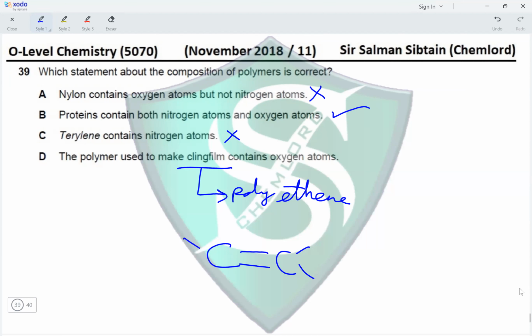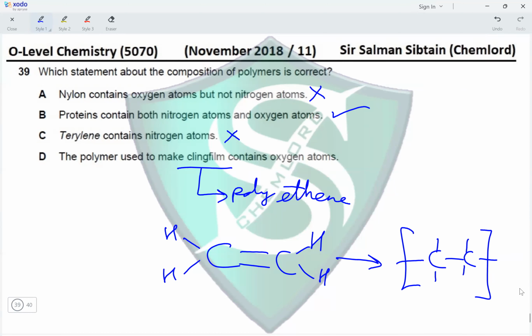Ethene has two carbon atoms forming a double bond with four hydrogen atoms bonded to them, and the polymer is an addition polymer in which the double bond opens up and the repeat unit contains two carbon and four hydrogen atoms present in single bonds. So there is no oxygen atom present in cling film at all. Therefore, the correct option for this question is option B.